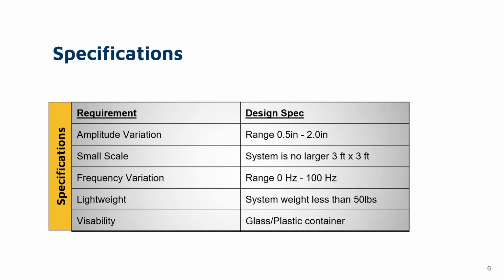Specifications and standards for both our experimental setup and our tank design with baffle are as follows. The amplitude variation, which was a new specification that was added, states that we need to have an amplitude ranging from a ½ inch to 2 inches. This allows for better studying of how the tank moves and how the water flows up and down based on our frequency. The rest of the specifications are small scale, frequency, lightweight, and visibility. These all play crucial roles into studying how the water moves when sloshing.